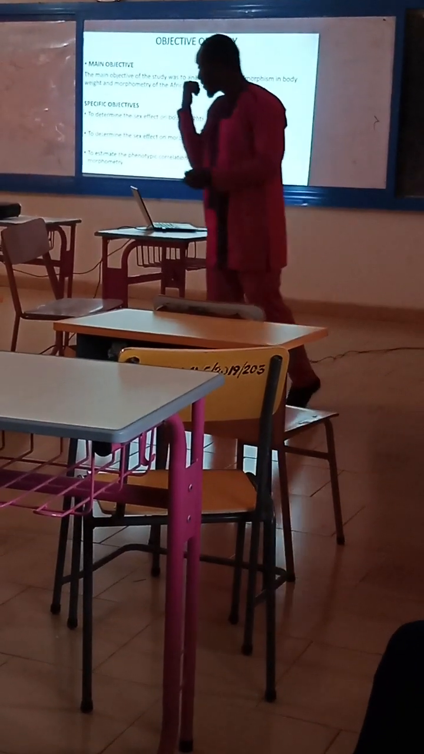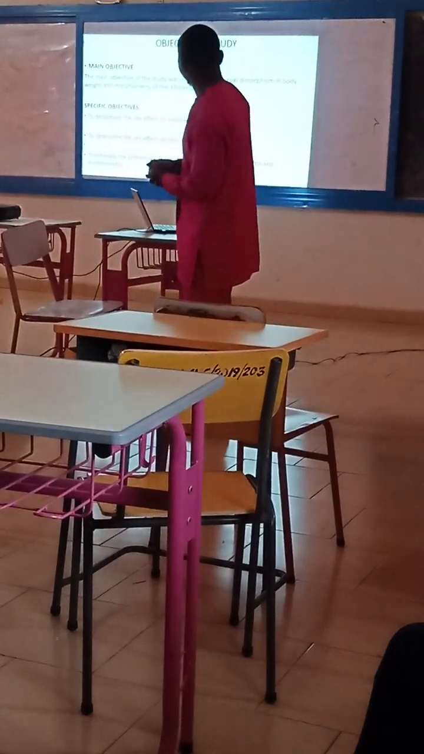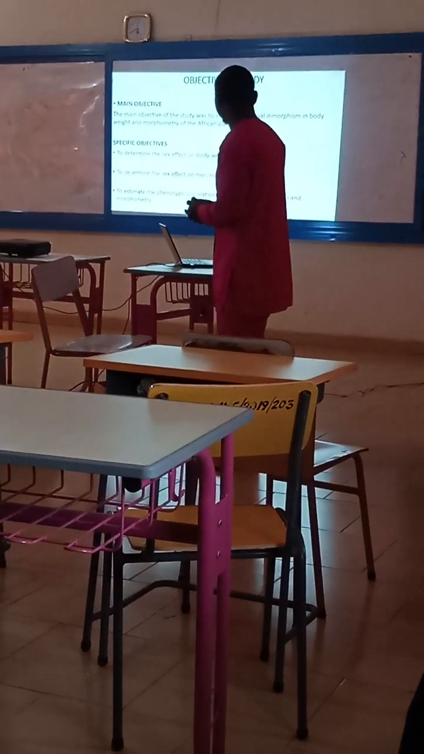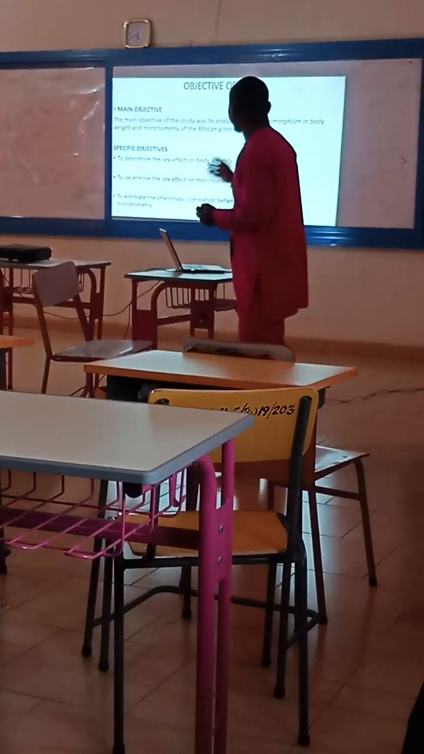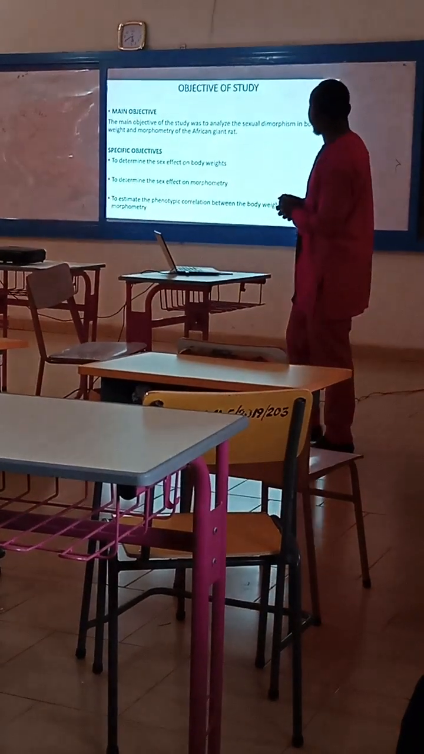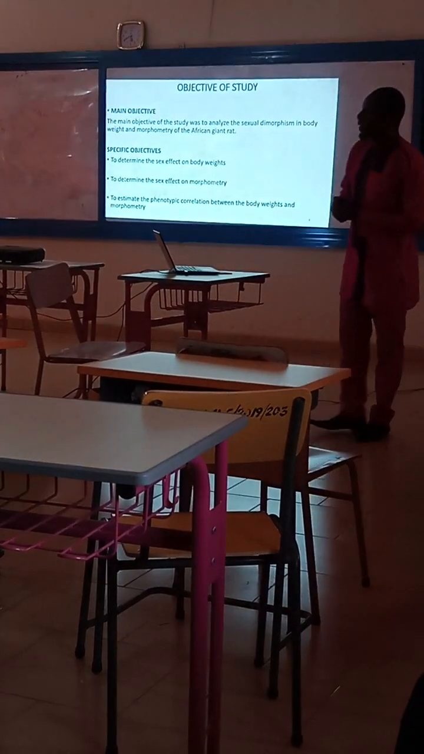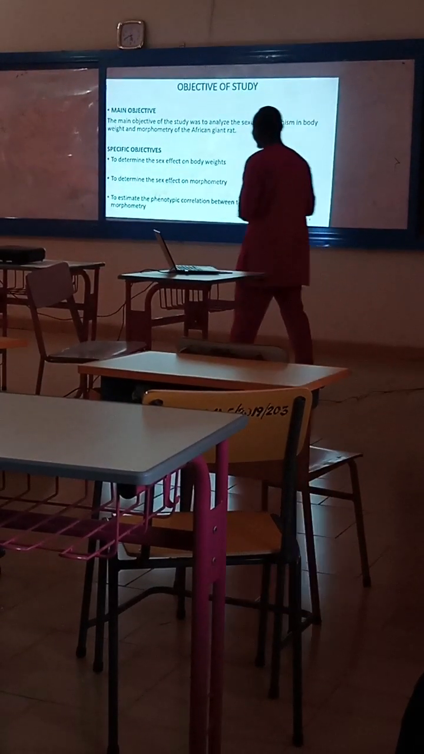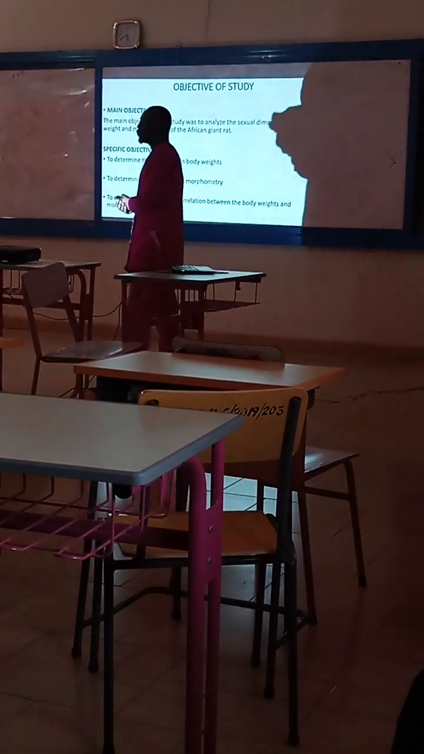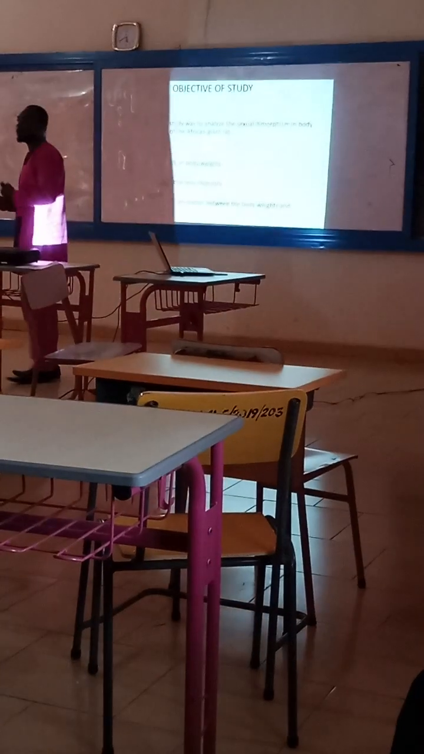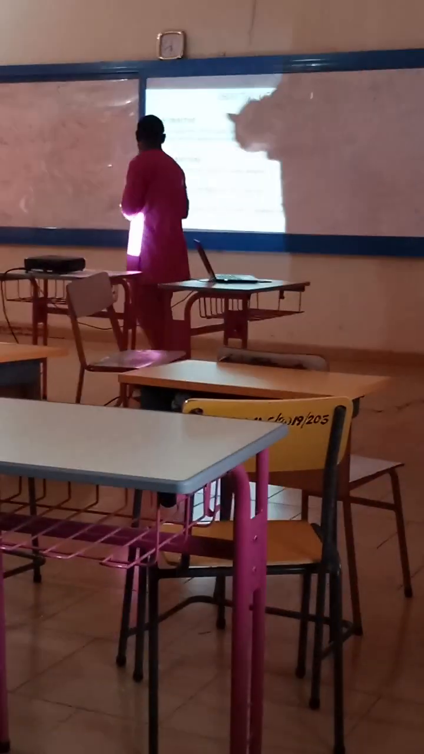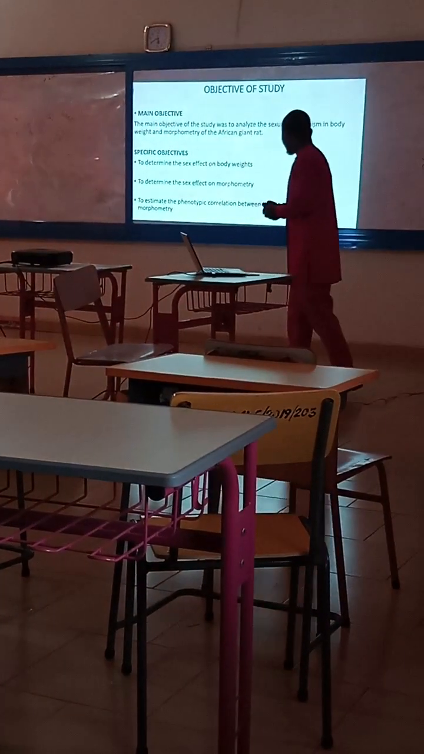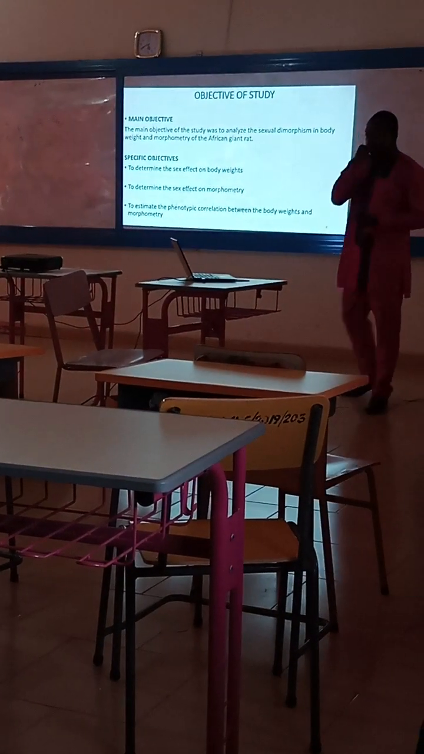So our main objective is to study. The main objective of the study was to analyze sexual dimorphism in body weight and morphometry of the African giant rat. And these are our specific objectives: to determine the sex effect on body weight, to determine the sex effects on the morphometry, and to estimate the phenotypic correlation between the body weight and the morphometry.